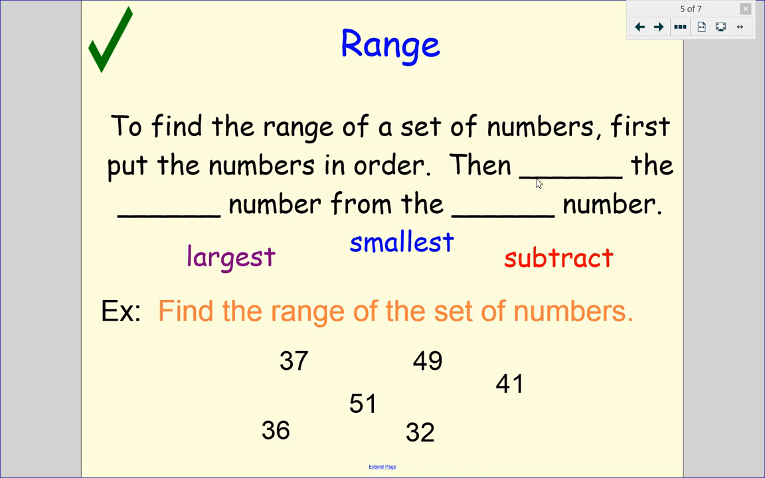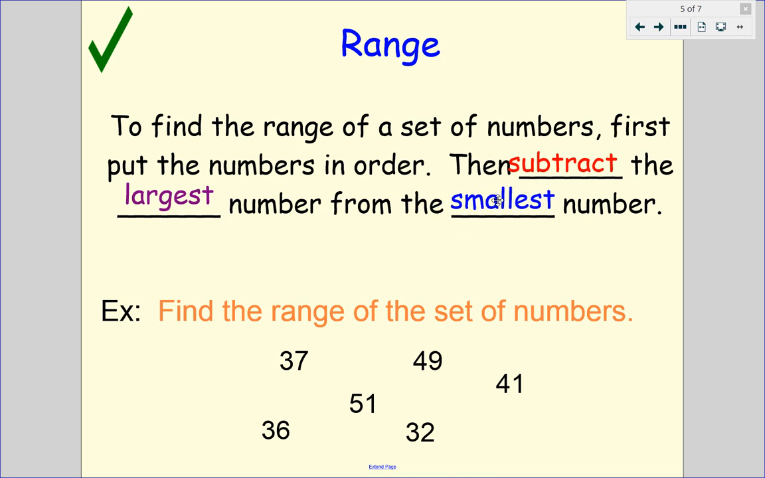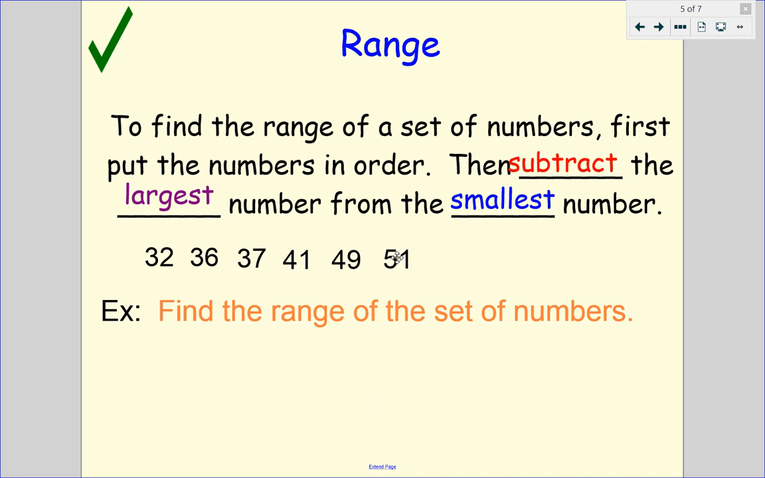Range. To find the range of a set of numbers, first put the numbers in order, just like we said before. Then we're going to subtract the smallest number from the largest number. Alright, so let's take a look at all that. We have 36, 37, 32 goes over here, 41 goes here, 49, and 51. Now they're in order from least to greatest.